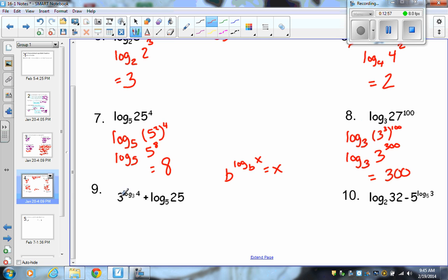So for example, we have 3 raised to the log base 3. Since the base of the exponent is 3 and the base of the log is 3, I know that this first part is just equal to 4. And then 25 is just 5 squared, so that's plus the log of 5 squared. So that's using the other one that we just did. Since it's log base b of b to the x, that's just going to be 2. And 4 plus 2 is 6.